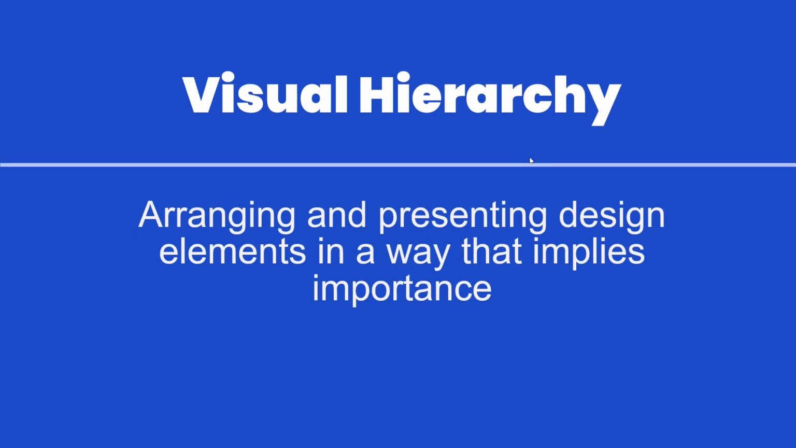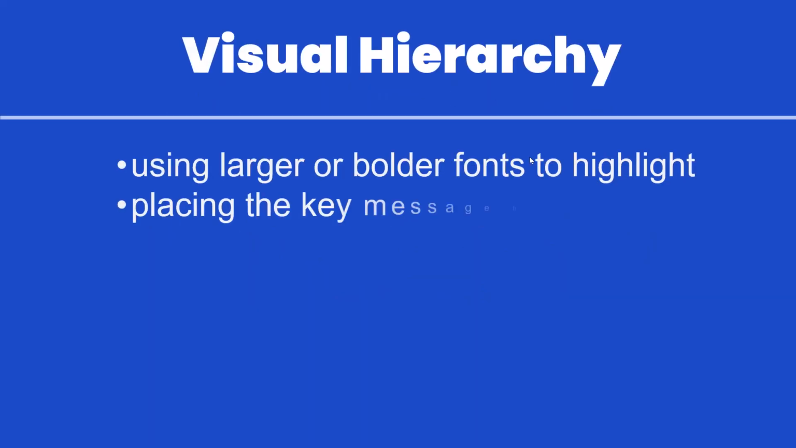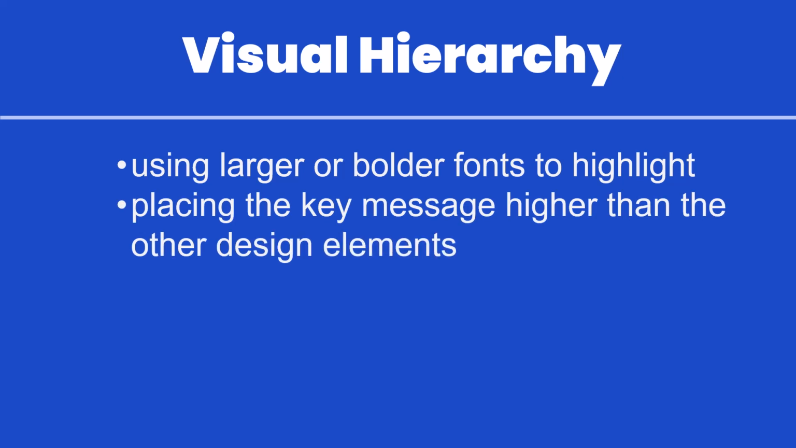So if you have a lot of information on a particular composition and you want a viewer to be drawn to a specific item first, then you will need to know how to play around with visual hierarchy. How exactly can you achieve visual hierarchy? You can use bold fonts, you can use bright colors using a lot of contrast. You can use size. Maybe you can make the most important element bigger, and you can make the least important element smaller.